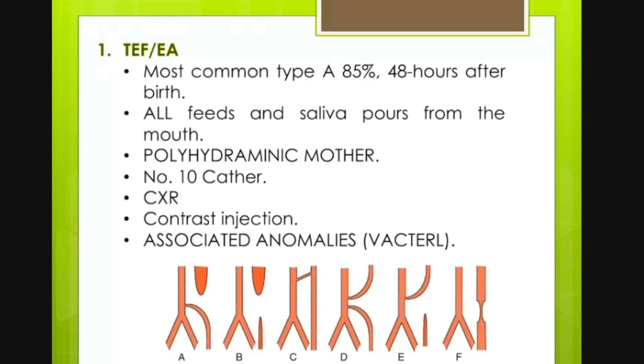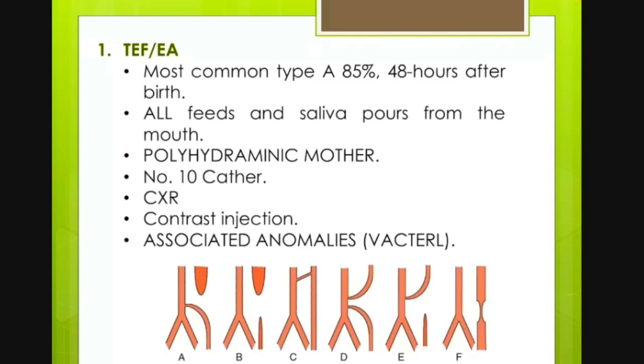Second, the baby will have pouring of saliva from the nose and the mouth. When the mother starts feeding, the milk starts pouring from the mouth or from the nose, and you should put it in your mind that maybe there is an esophageal atresia with tracheoesophageal fistula. To confirm that, you take a chest X-ray.